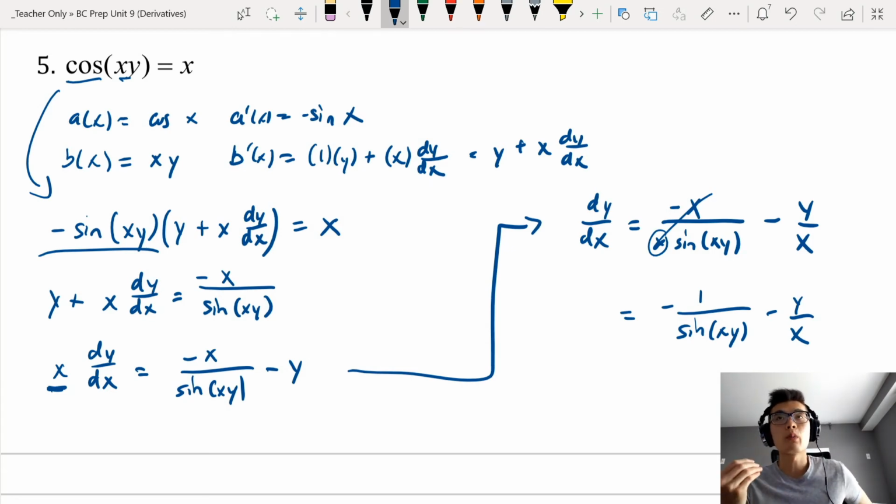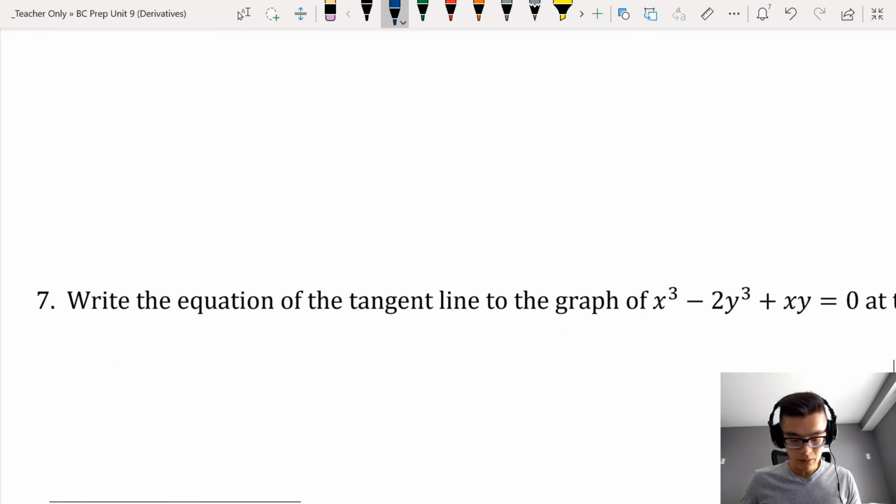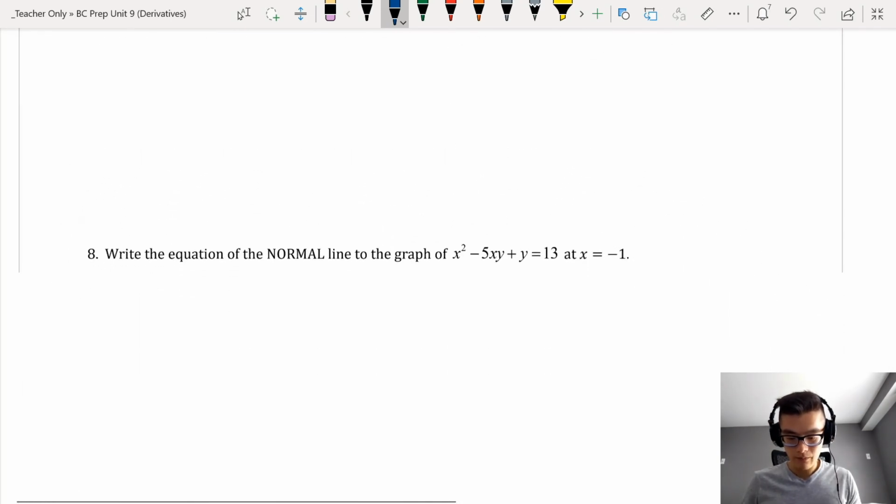The point is, are we comfortable enough to be able to derive this even if the y is not by itself at the beginning? You can still differentiate it. It's going to be a bit trickier, but it is doable. That's the idea. Okay, let's try one of the problems down here. Might as well do the last one because why not?